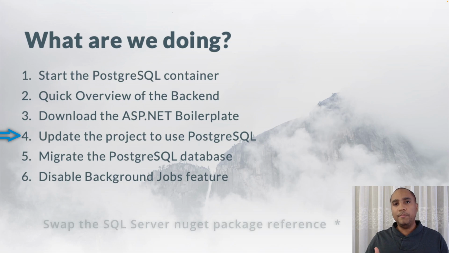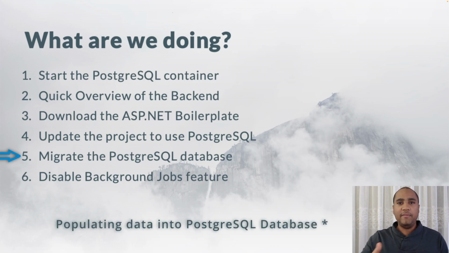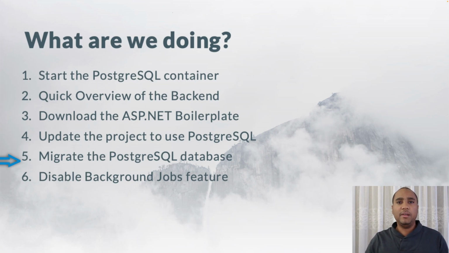Again, we're going to be using a Postgre database. So we're going to have to swap out the current Microsoft SQL Server that we have right now in the project. Moving on, I'm going to do a database migration, so we populate the database with the tables and seed data that we already need. Then we're going to start disabling some of the features that we don't even need for this project.